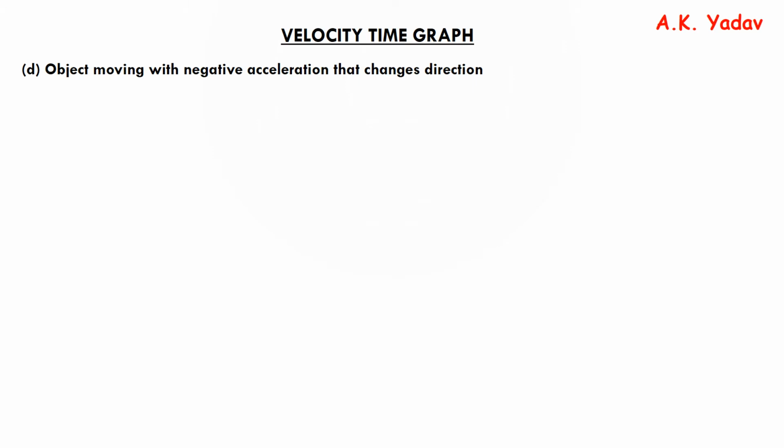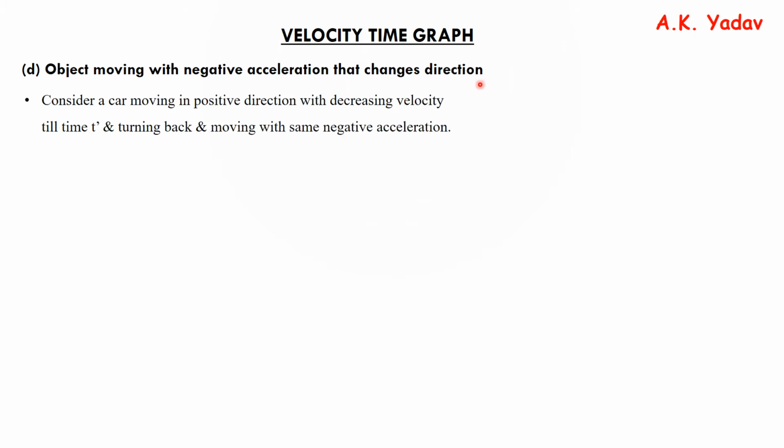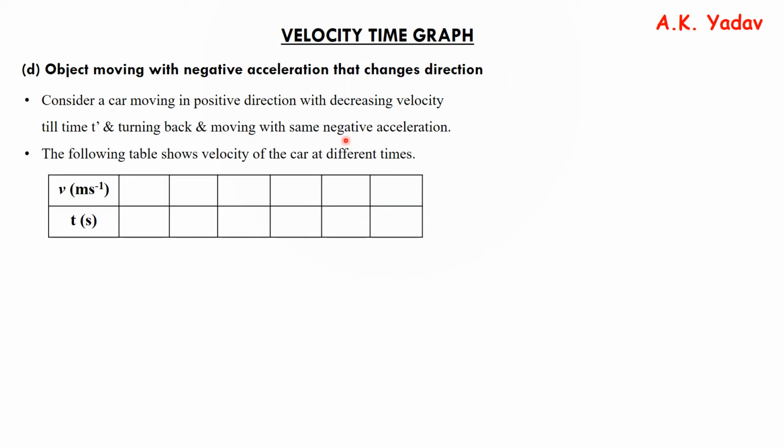Let us do the fourth part, which is object moving with negative acceleration that changes direction. So consider a car moving in positive direction with decreasing velocity till time t, and turning back and moving with the same negative acceleration. There is a table for that. So time is 0, velocity is 15, time is 1 second, velocity reduces to 10, 2 seconds 5, 3 seconds 0, 4 seconds minus 5. That means it changed the direction. Time 5 seconds, it's minus of 10 meter per second.